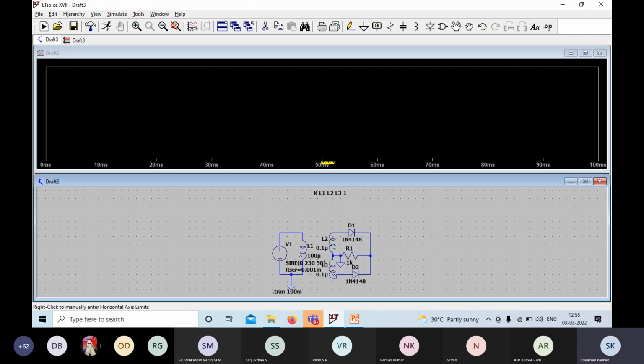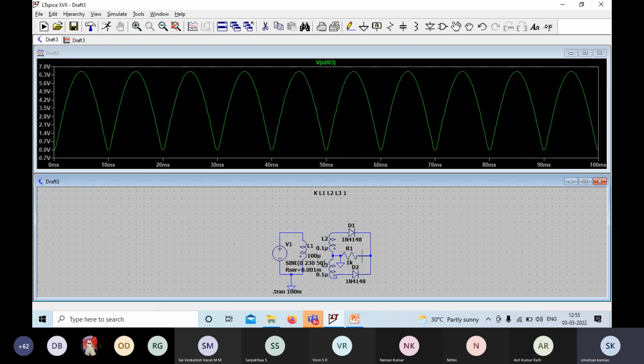So I'll show you the simulation. And this is the output of this circuit, the full wave rectifier. Are you getting the same waveform? Like this?